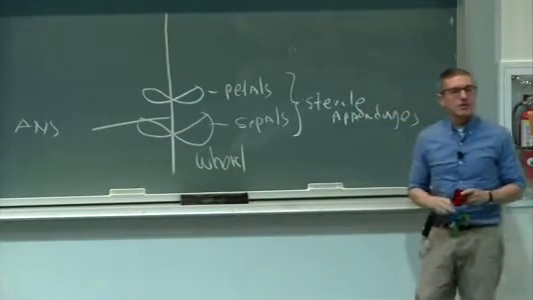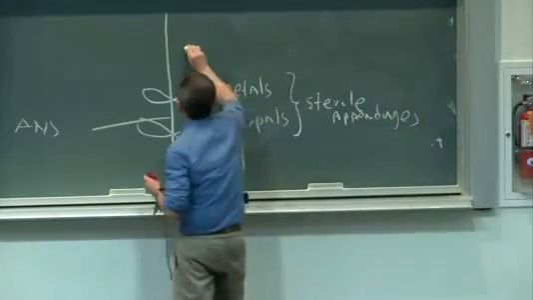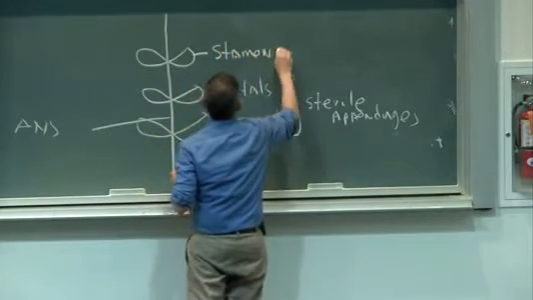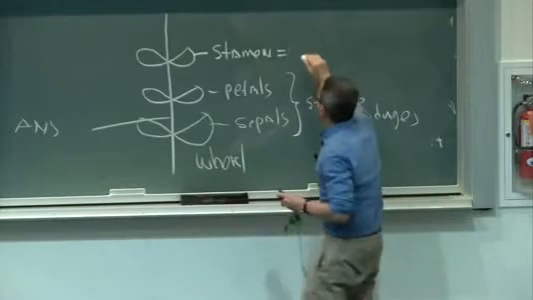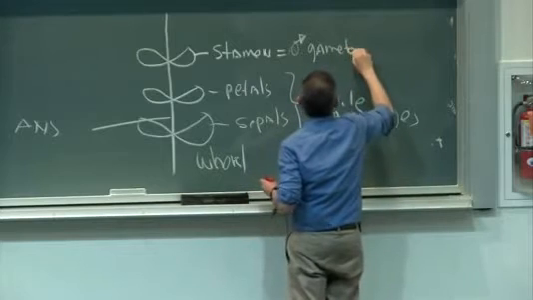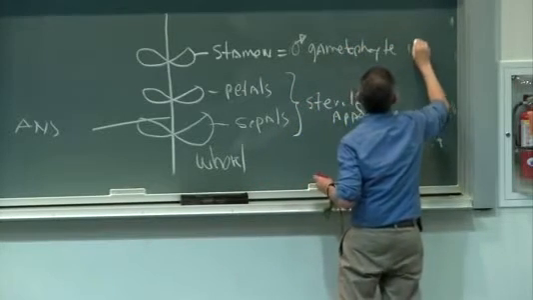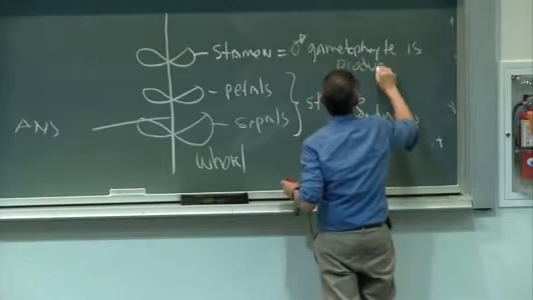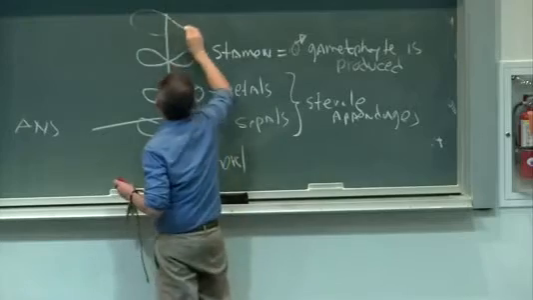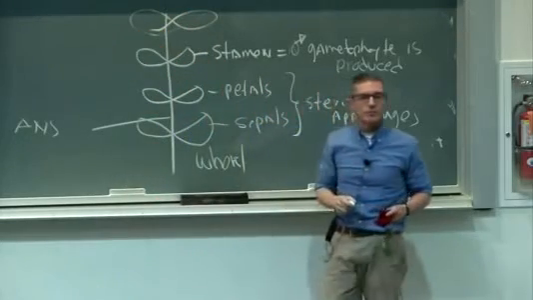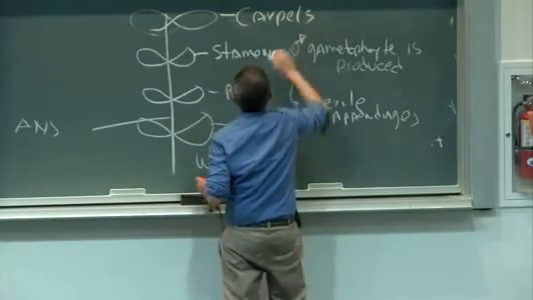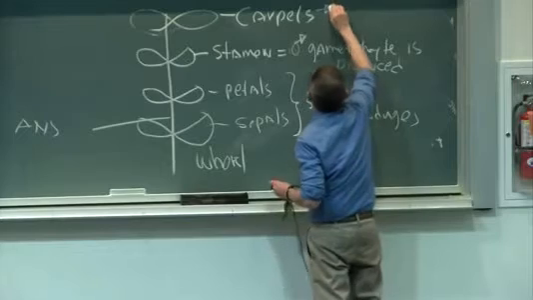As we move up the axis toward its tip, we encounter another whorl. This whorl is the stamen, and this is where the male gametophyte is produced. And finally, when we get to the top of the axis, we encounter the last whorl, which is made up of the carpels. And this is where the female gametophyte is produced.